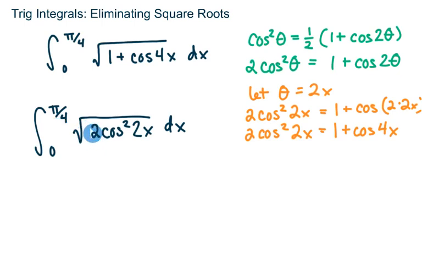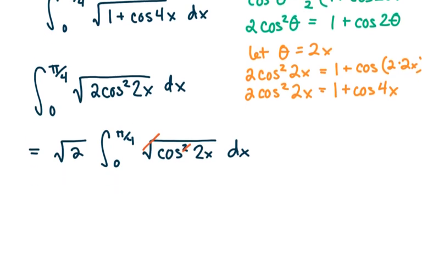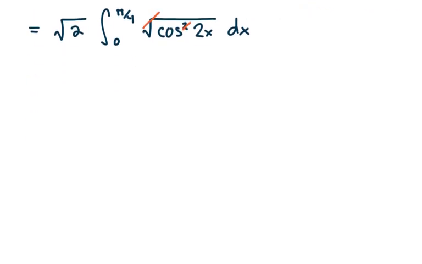Now, the square root of 2 is a constant. I'm going to pull that out in front. So here I have the square root of 2, the integral from 0 to pi over 4 of the square root of cosine squared of 2x dx. Now, you'll notice square and square root are inverse operations. Those are going to cancel each other out.